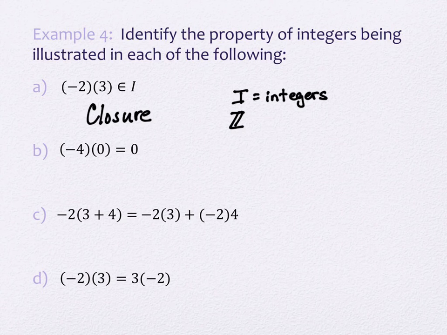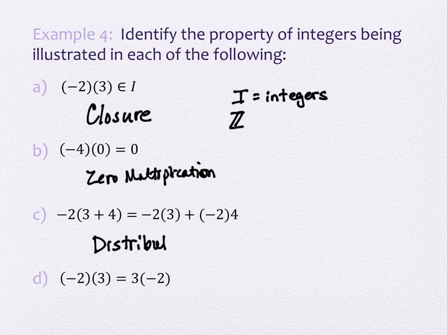How about the second one? Which one was that one? Zero multiplication. Yeah, the zero multiplication. How about the third one? Distributive. Yeah, it's distributive. And D. Commutative. Yeah. So that's what I was going to say.